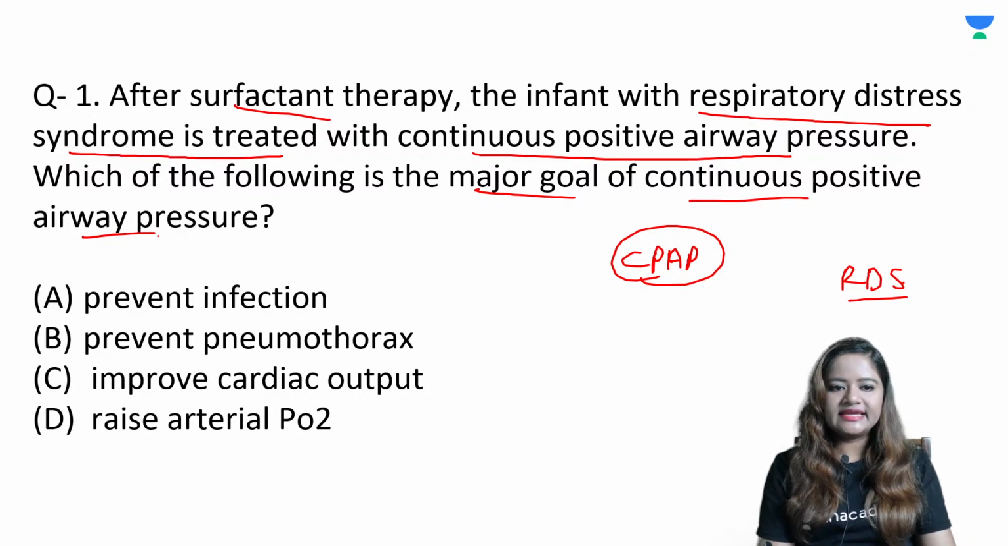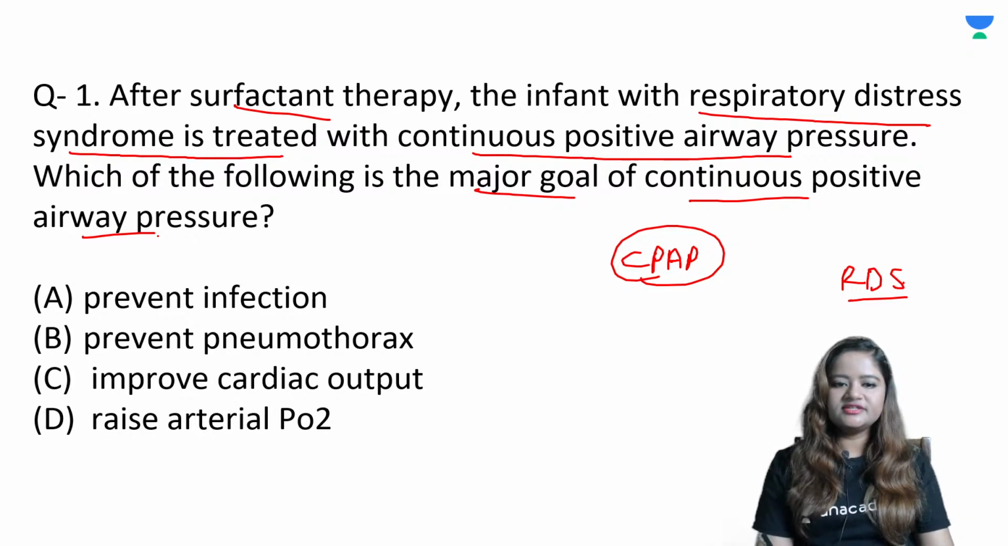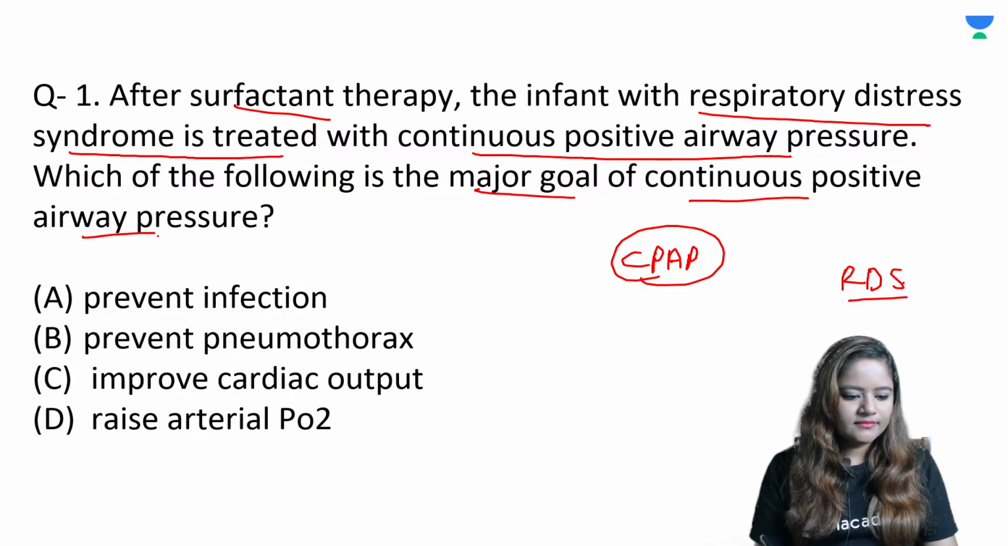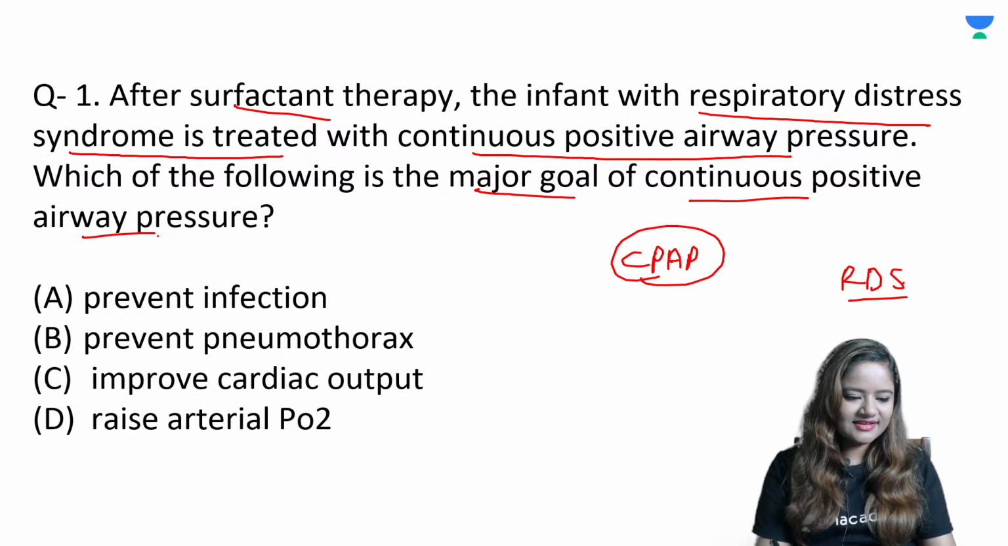Is it option number A, to prevent infection? Option number B, to prevent pneumothorax? Option number C, to improve cardiac output? Or option number D, to raise the arterial PO2 levels? So what could be the answer over here? All of you start typing in your answers. Those who are listening to the session, please exercise your brains a little more and come up with the right answers. Okay? Don't have to wait for others to answer. Whatever seems right to you, how will you answer if such questions come in the exam?